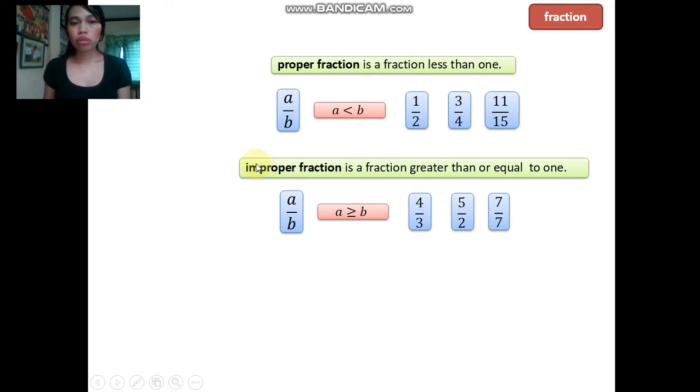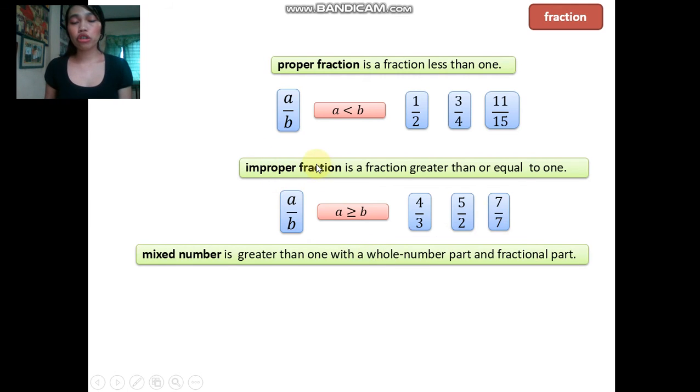It is also called improper because, as we know, fractions should be part of a whole, so it should be lesser. But in this case, it is greater than the whole or greater than 1. So it is called improper fraction. It's still a fraction, and we call it improper fraction. Improper fraction can be converted into mixed number.